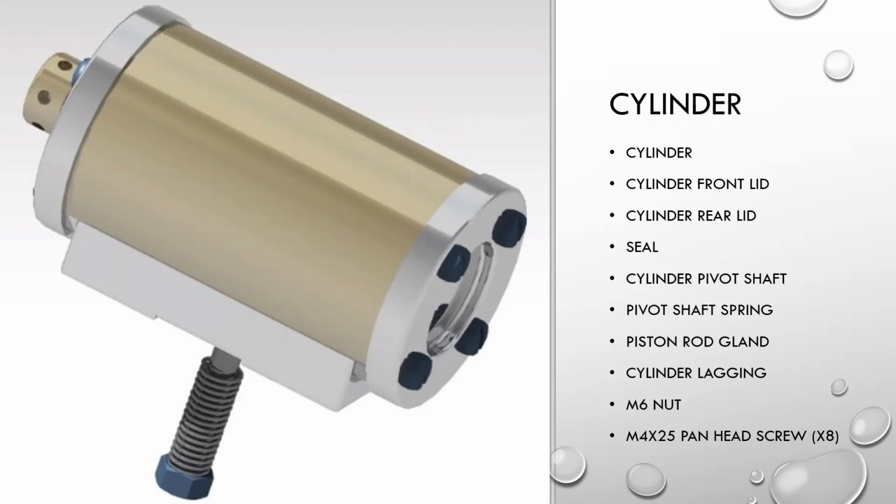And then the final subassembly that we have is the cylinder subassembly. It consists of the cylinder front lid, the cylinder rear lid, the seal, the cylinder pivot shaft, the pivot shaft spring, the piston rod gland, the cylinder lagging, an M6 nut, and 8 M4 by 25 pan head screws.